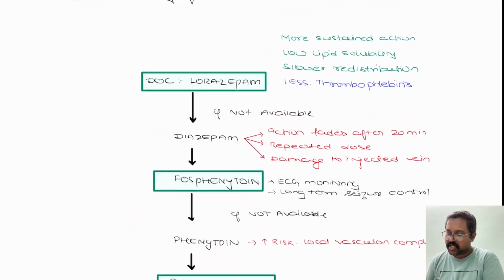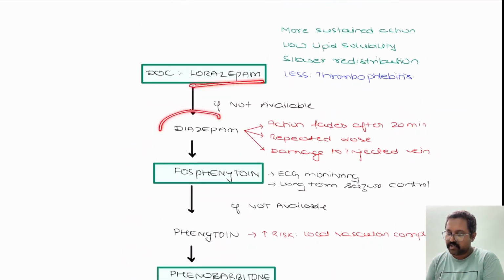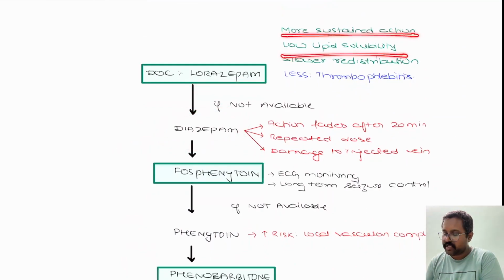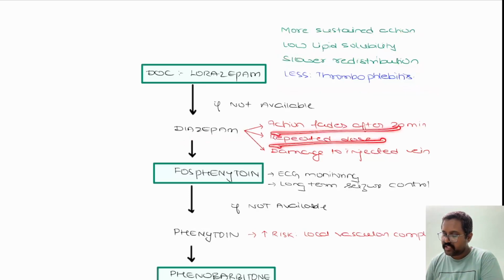As you can see, lorazepam is preferred over diazepam because it has more sustained action, low lipid solubility, slower redistribution, and less thrombophlebitis. Whereas diazepam action fades off after 20 minutes, repeated doses are required, and it damages the vessels when injected.